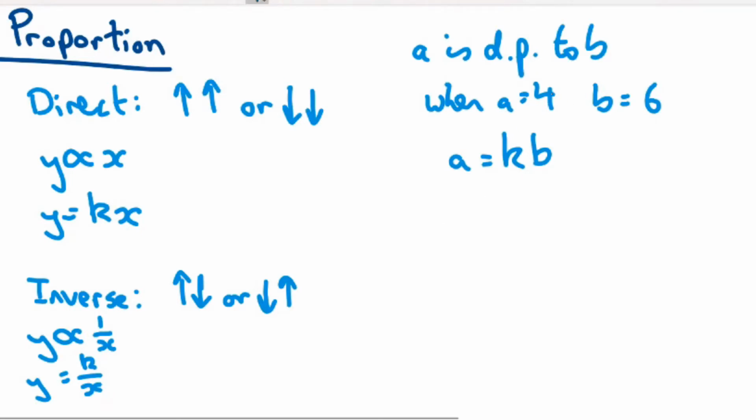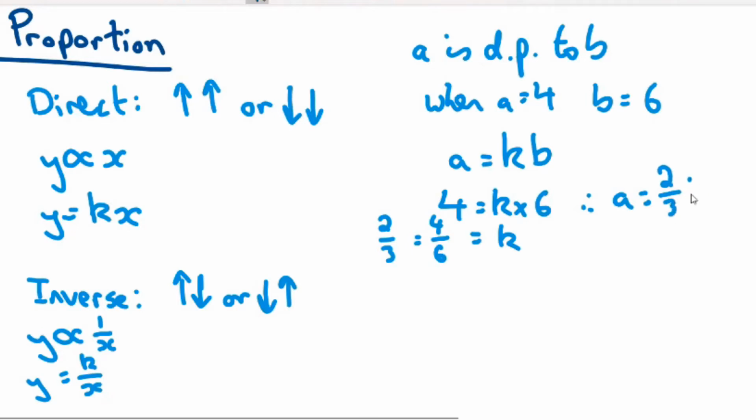So we'll now plug in the numbers we have. So 4 equals k times 6. To get k on its own then, you just need to get the 6 away from it. If it's times on this side, it'll be dividing. So 4 over 6, which is the same as 2/3. Therefore, your equation is actually a equals 2/3 b.